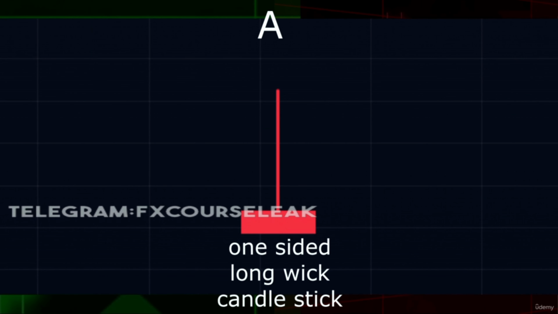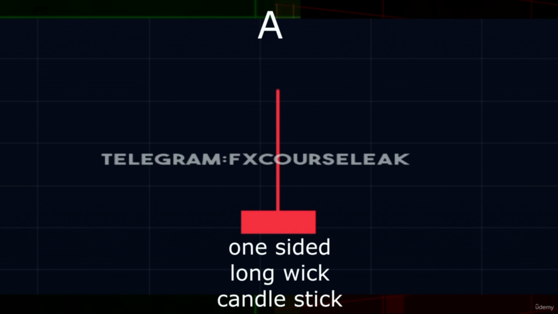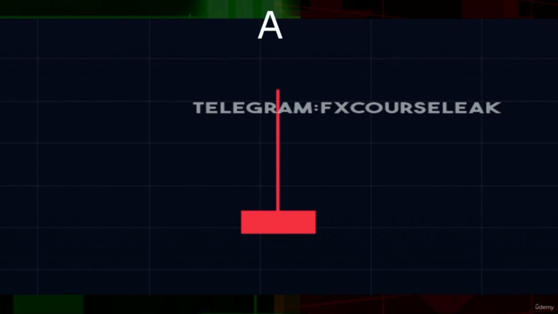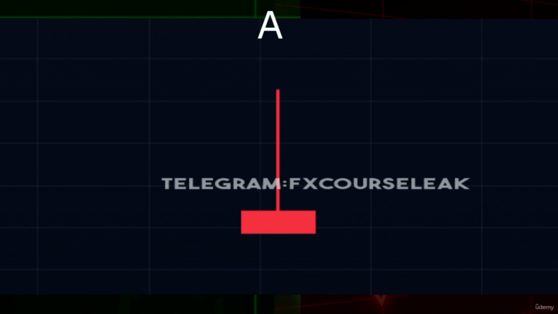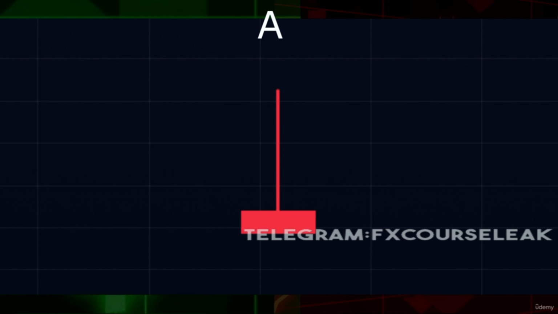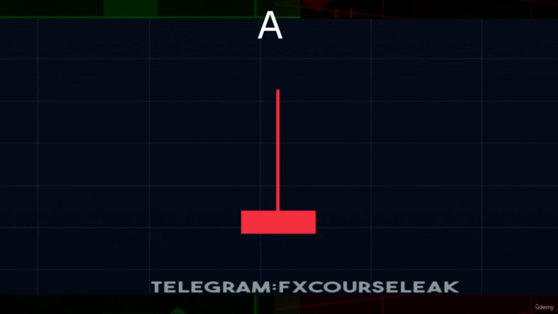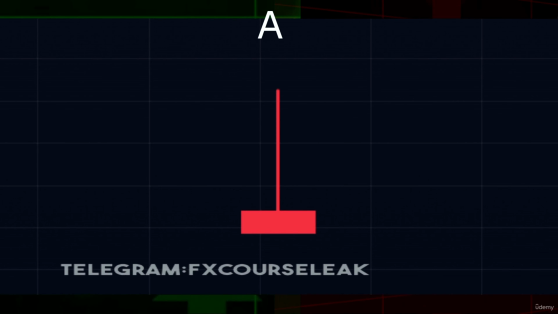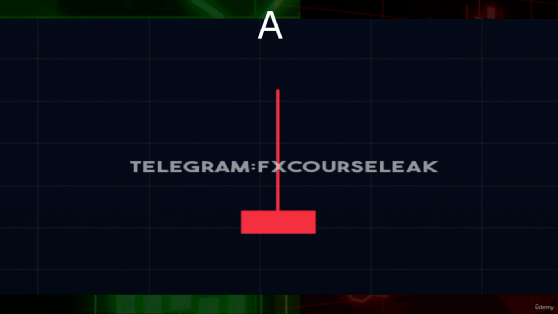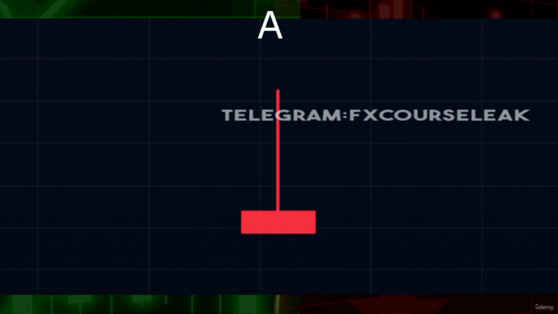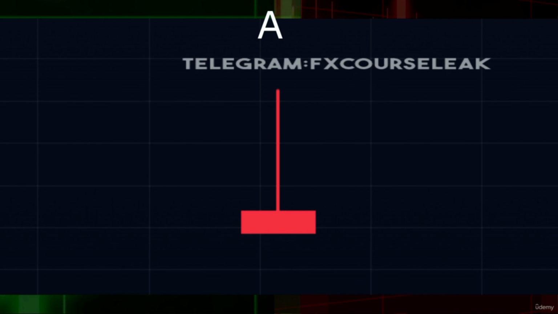The second one is the one-sided long wick candlestick. This candlestick shows that the price has a little bit of power to move towards a certain direction, and it depends on where it's forming and how it's forming. For example, on image A, we can see that the candle has a long wick to the upside and a full body to the downside. This shows that after starting here, the price tried to go higher, but it was met with a lot of pressure from the traders, so it was driven down, and it had to close below the starting point, which is here, which shows that there is more pressure to the downside.